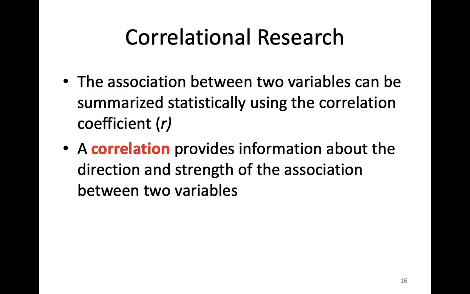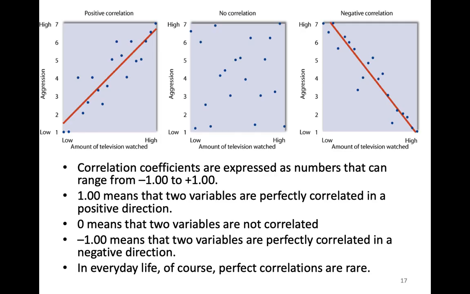example. In correlational research, the association between two variables can be summarized statistically using the correlation coefficient, which is abbreviated using this italicized lowercase r, which is named after the person that came up with the correlation coefficient, Carl Pearson, so it's Pearson's r. A correlation provides information about the direction and strength of the association between two variables. So we would want to know to what extent does the number of hours that you study correlate with exam performance. Right? Are those two things positively related, negatively related, or is there no relationship at all?